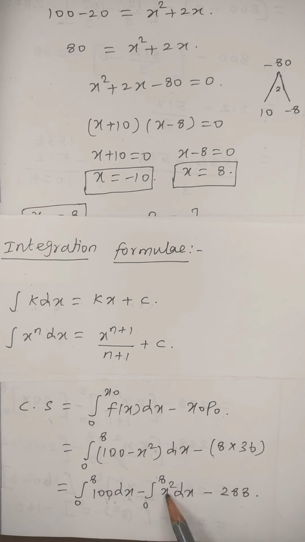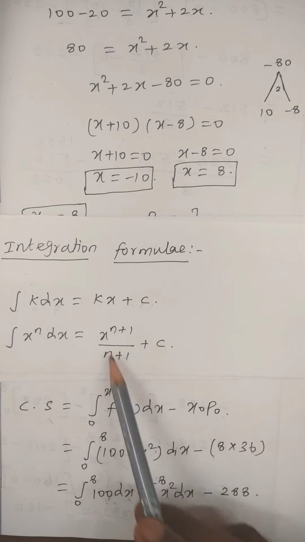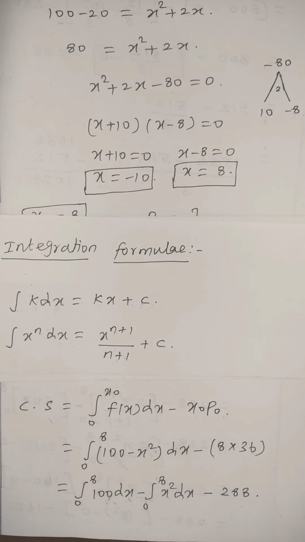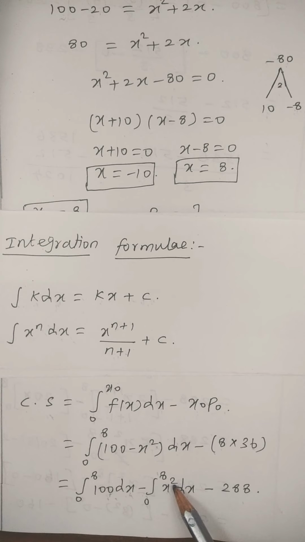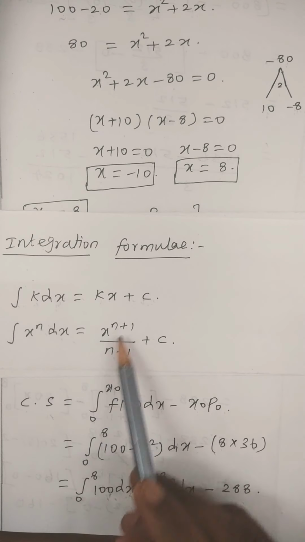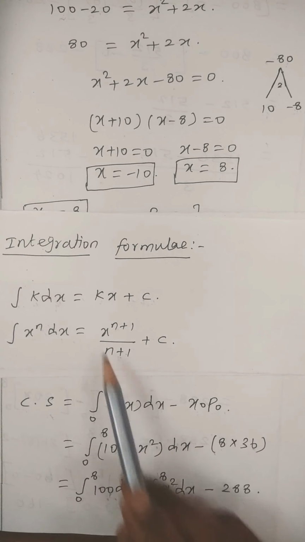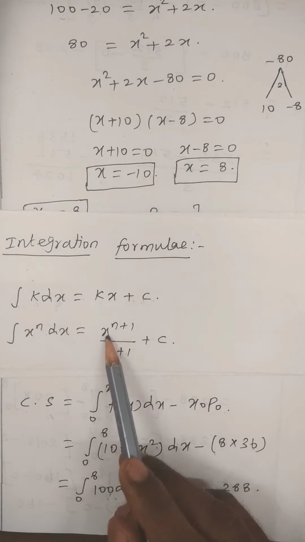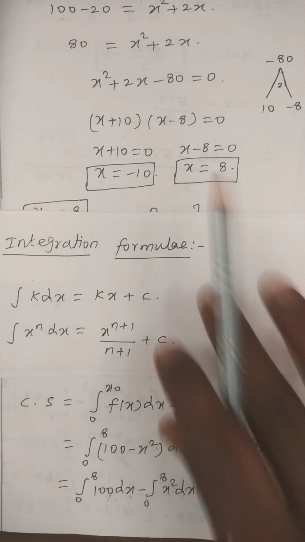For x square dx, see the second formula: integral x power n dx equal to x power n plus 1 by n plus 1, plus c. Here n corresponds to 2. So integral x power n means x power n plus 1 by n plus 1. So for x square, it is x power 2 plus 1 by 2 plus 1.